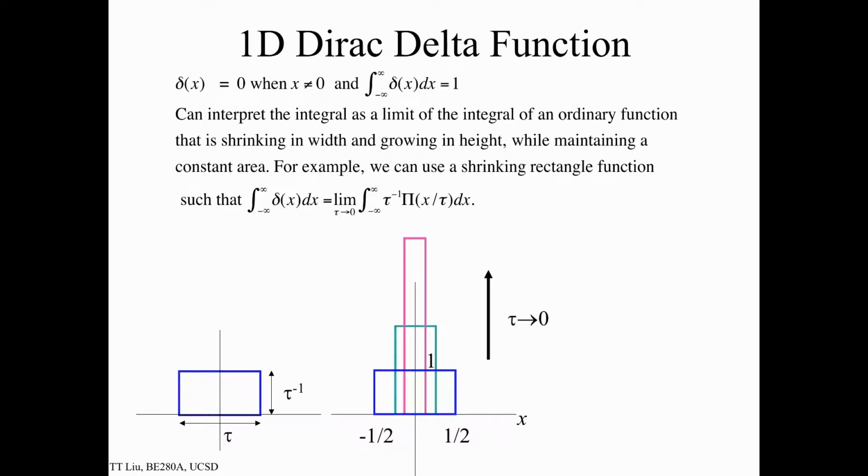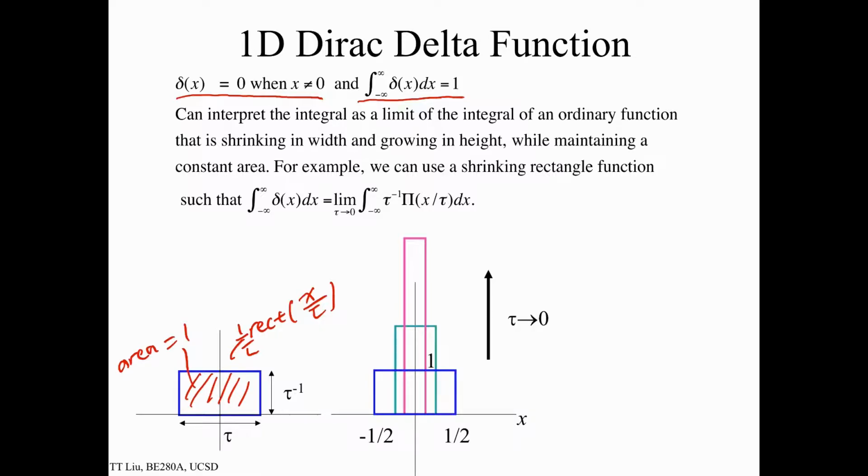The delta function is a rather unique function in the sense that it has these properties. It's equal to 0 everywhere except at the origin, and yet it has an area of 1. So the integral of the delta function is 1. One way to think about this delta function is we could start off with a rect function. So for example, this is rect of x over tau with an amplitude of 1 over tau. And this has an area of 1. So the area of this thing is equal to 1.